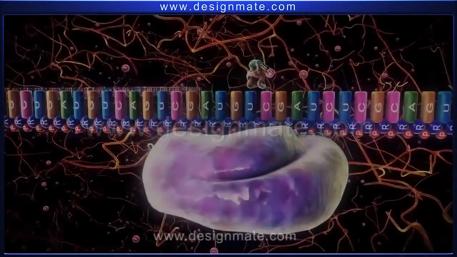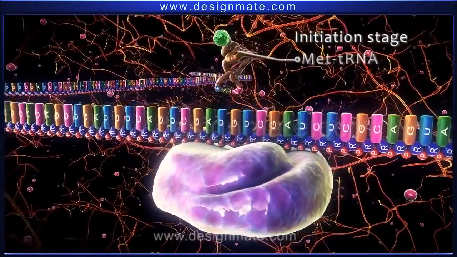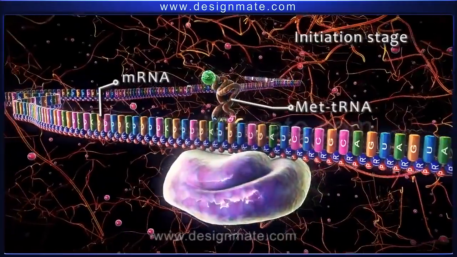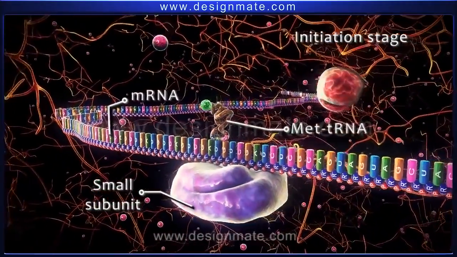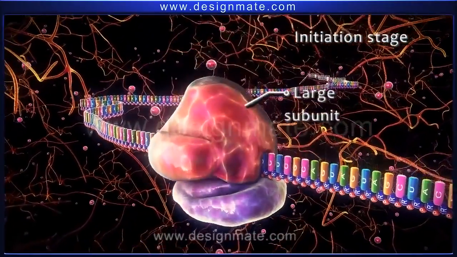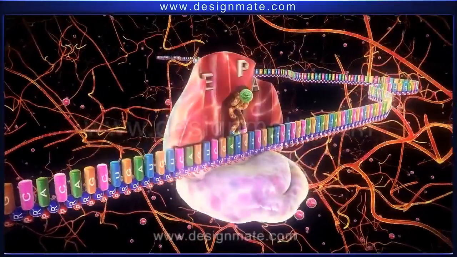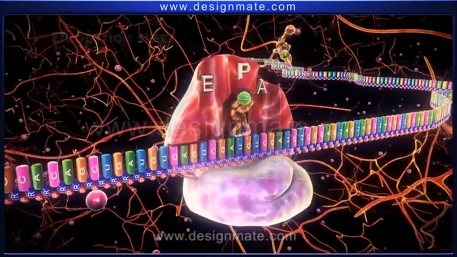Summary. Protein synthesis shows that the first stage involves the binding of the met-tRNA to mRNA and the small subunit of the ribosome. The larger subunit of ribosome then combines with the small subunit. The second stage is the elongation stage.